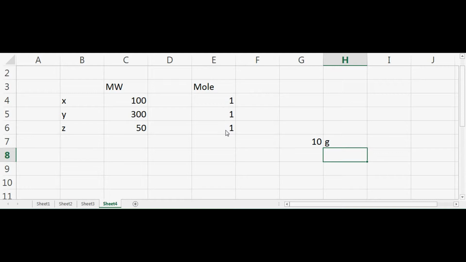So how to approach this problem using Excel? These are some of the basic things which a student has to deal with during homework or in the lab. So we'll show you how to calculate this.